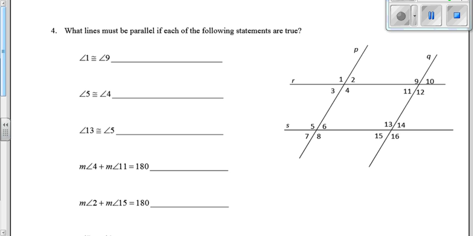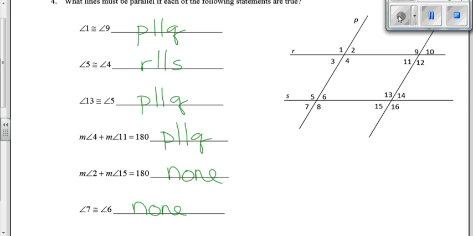All right, please go ahead, pause the video, try it on your own. So you're just deciding which lines are parallel. I will do that as well. When you're ready, press play and check out your answers. All right, take a look.